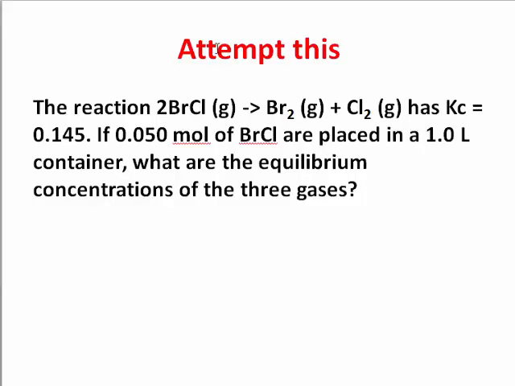Let's look at another one. 2 bromine chlorides go to bromine plus chlorine. Kc for this reaction is 0.145. If we put 0.05 moles of bromine chloride in a 1 liter container, what are the equilibrium concentrations of the 3 gases? Now you should attempt this problem using the methods of the previous example before moving on.